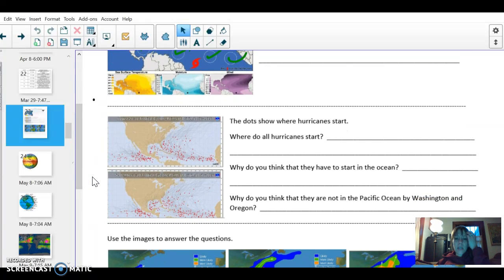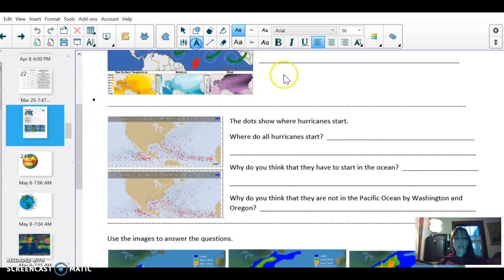So right now it says the dots show where hurricanes start. So you can see on mine these little red dots. These are the pathways that they follow, those lines. And I want you to take a minute and pause and notice, where do all the hurricanes start? Okay. Once you have written something, go ahead and press play. So when we look at this one, we notice hurricanes start in the ocean.